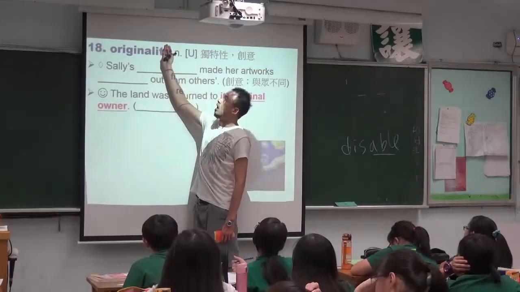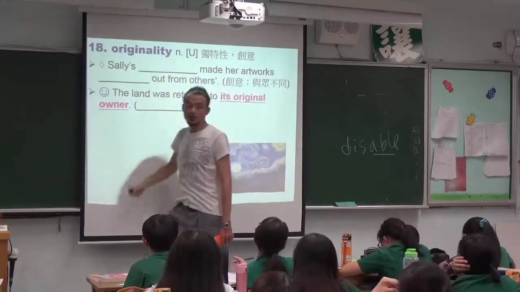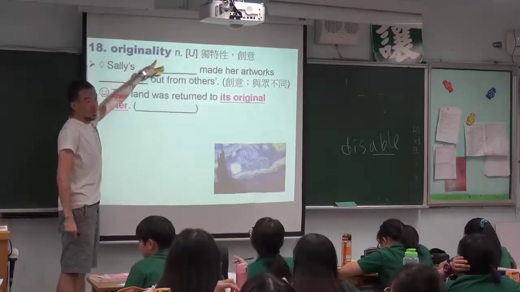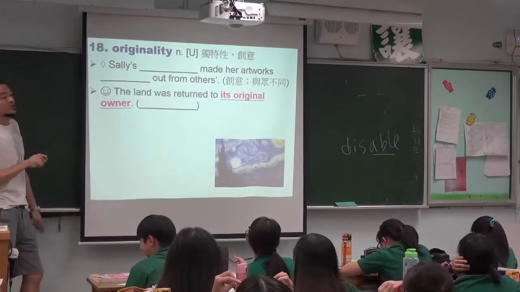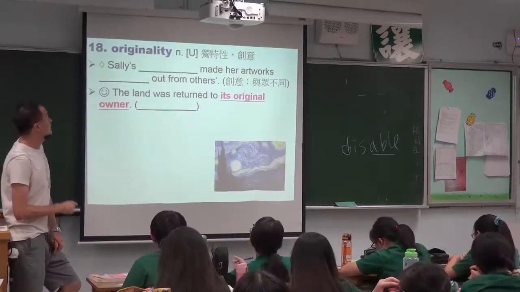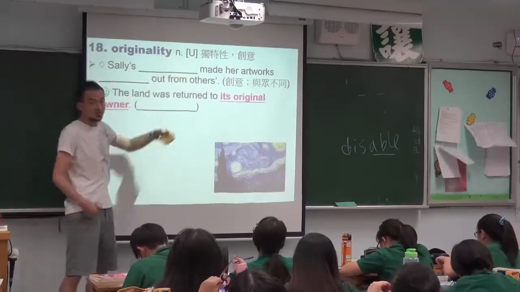And number 18, this word, you know the word original, right? Original, and then with ty, originality. The stress is on NA. So maybe someone's thinking about originality. And here without ty, original. So make sure you can say this word.